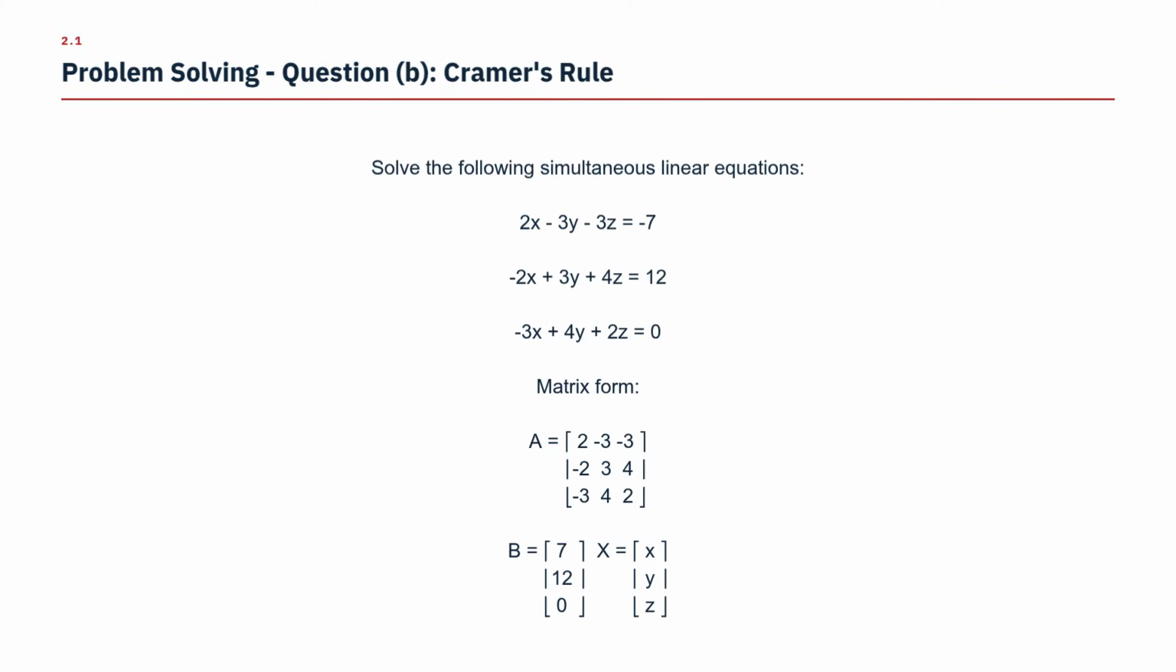Now, we move on to question B, where we are going to solve three simultaneous linear equations using Cramer's rule. First, we write the three equations and arrange their coefficients into a 3 by 3 matrix, which we represent as matrix A. The constant values are placed in matrix B, while x, y, and z represent our unknown variables in matrix X. From here, we use Cramer's rule by finding the main determinant D0, followed by Dx, Dy, and Dz. Let's calculate each determinant step by step.